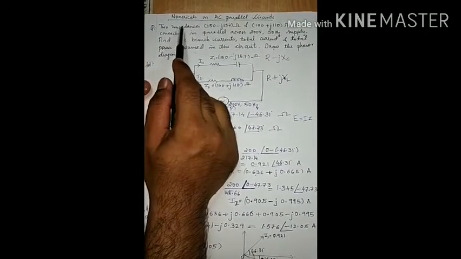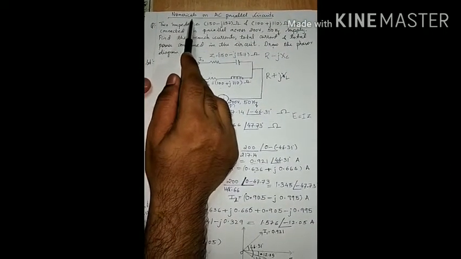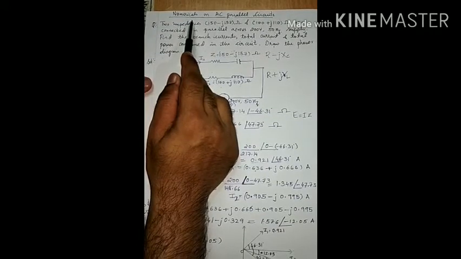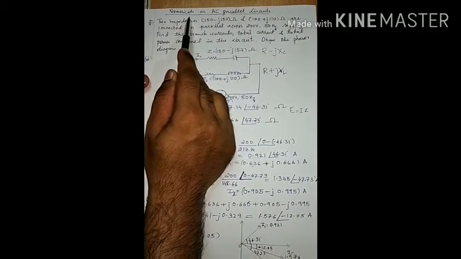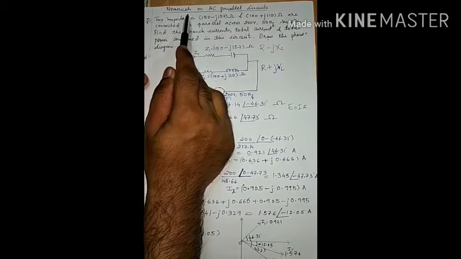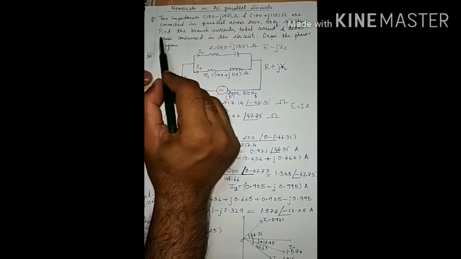Last class we had seen problems on AC parallel circuit, and the method to solve AC parallel circuit is the J method. In the J method we had seen what is rectangular form and polar form.